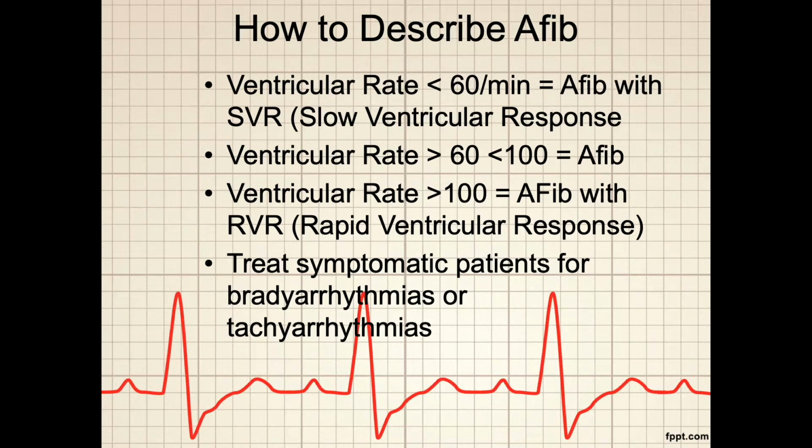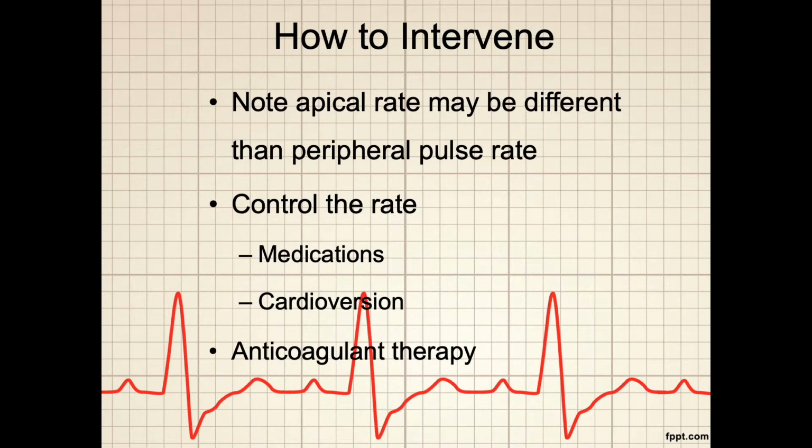Remember, treat symptomatic patients for bradyarrhythmias or tachyarrhythmias, not for the atrial fibrillation. Also note that the apical rate may be different than the peripheral pulse rate. Overall, you need to control the rate in AFib using medications or even cardioversion. Because of the possibility of stagnant blood in the atria, anticoagulant therapy is indicated to reduce the risk of a thrombotic or embolic stroke.